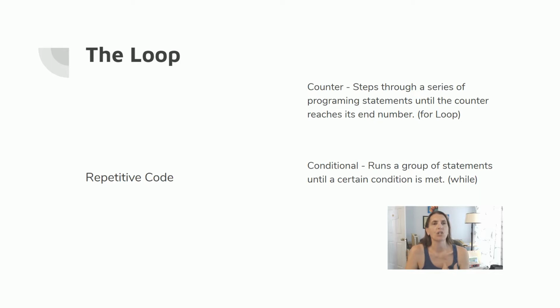Okay, now the loop. The loop is really just repeating code over and over again, and there's two ways you can do this. There's the counter, which steps through a series of programming statements until the counter is reached. So you might have 1 to 10, step 1 at a time. I say that because sometimes you can step 2, maybe 3 or 4 at a time. But one at a time, and then you can run through those lines of code 10 times.